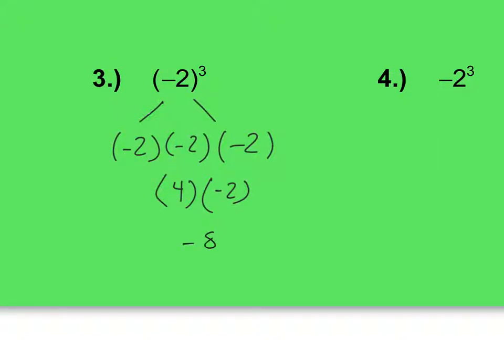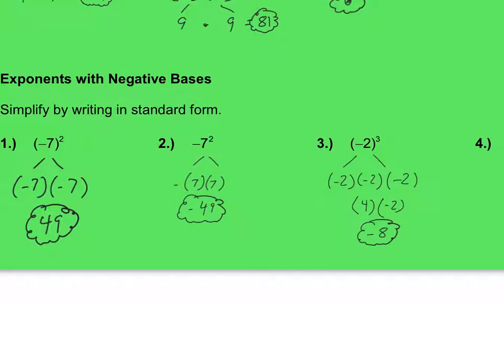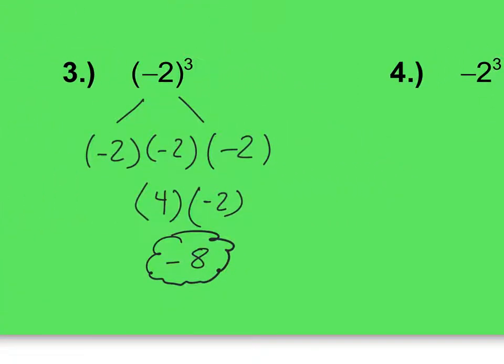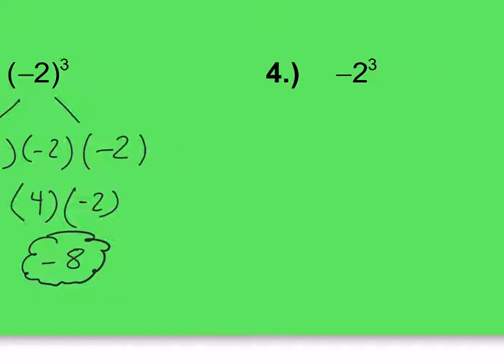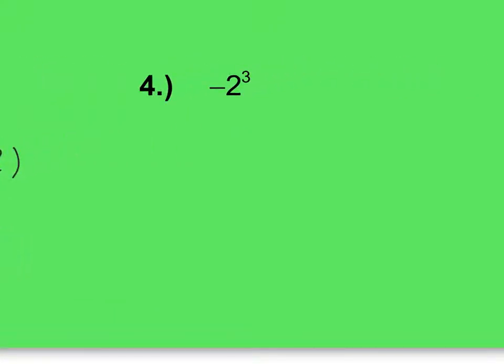So just because it has parentheses doesn't mean it's going to be a positive number. Notice how this exponent is odd, and I got a negative. And then notice how this exponent was even, and I got a positive. That's the trick that you have to figure out. So -2 to the third power, which is -2 times -2 times -2, equals -8. This one, you should know right away that your answer is negative because that's out front.